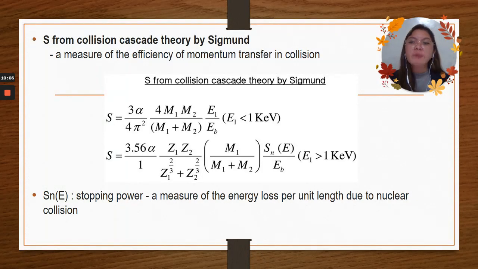And we have 3.56 alpha over 1 and Z sub 1 Z sub 2 over the quantity of Z sub 1 to the power of 2/3 and Z sub 2 to the power of 2/3 also, multiplied by M sub 1 over M sub 1 plus M sub 2, times S sub n(E) over E sub B, for E sub 1 greater than 1 keV. So S sub n(E) is the stopping power, a measure of the energy loss per unit length due to nuclear collisions.